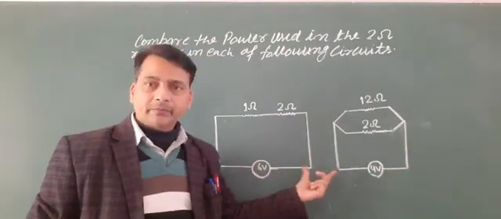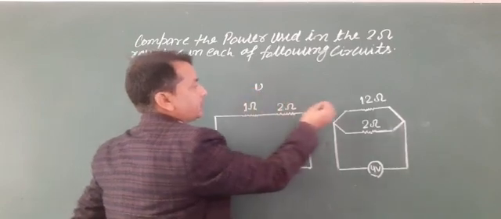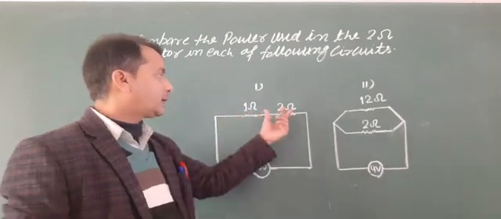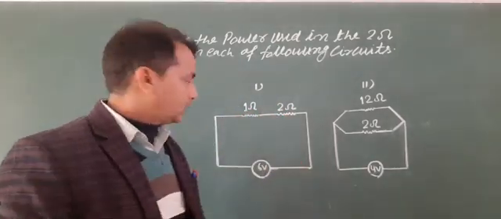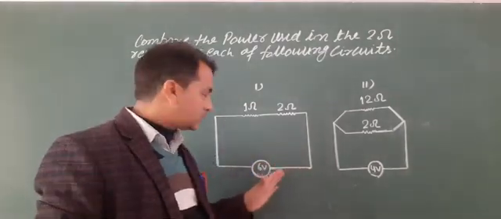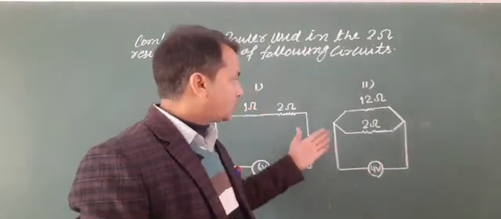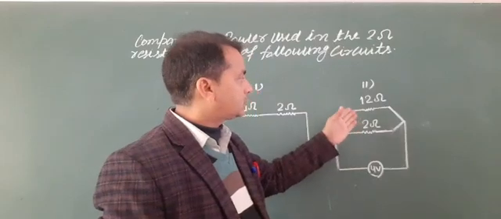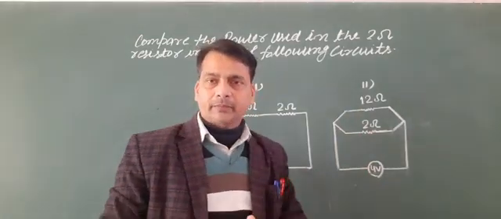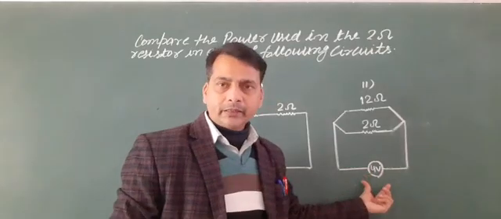Here are the given two circuit diagrams. First is the first circuit, and that is the second. Here the 1 ohm and 2 ohm resistors are used in series, and the potential difference or voltage used is 6 volt. Now the second circuit given here. In this circuit two resistors are used, 12 ohm and 2 ohm. They are connected in parallel, and the battery used in this circuit is 4 volt.